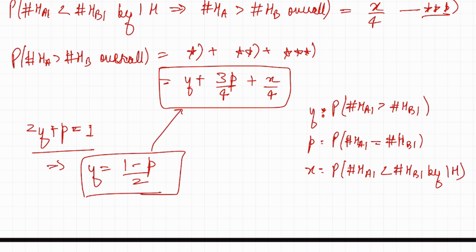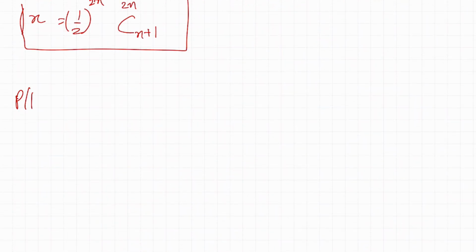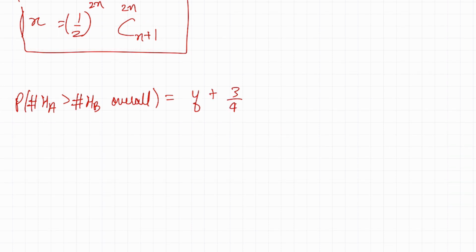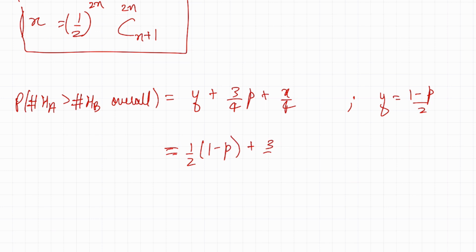I'm just going to quickly go to the last page to show what we're going to compute now. Finally, the probability of A getting more heads than B in the overall picture was y plus 3 by 4p plus x by 4. We also knew that y is equal to (1 minus p) by 2 using equation 1, which we remarked on a few minutes before. So this becomes equal to 1 over 2, 1 minus p, plus 3 by 4p plus x by 4.